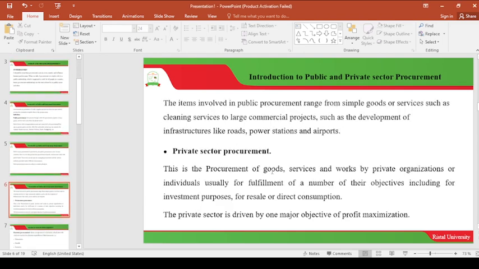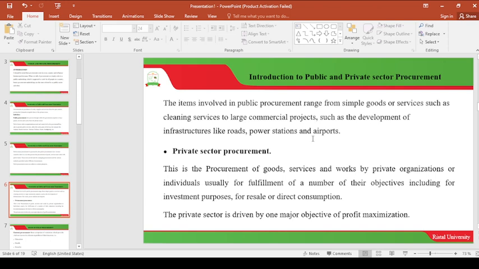We shall look at these principles in the coming topics. So at the moment, let's introduce ourselves to the private and public sector procurement. The items involved in public procurement range from simple goods or services such as cleaning services to large commercial projects such as development of infrastructures like roads, power stations, and airports.